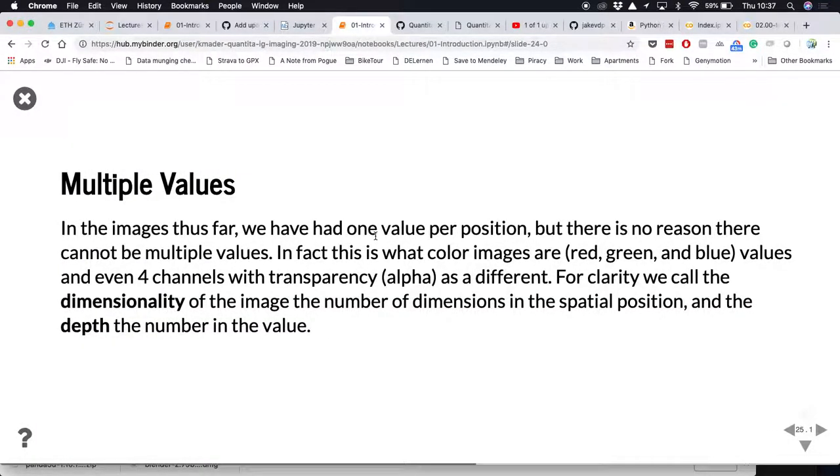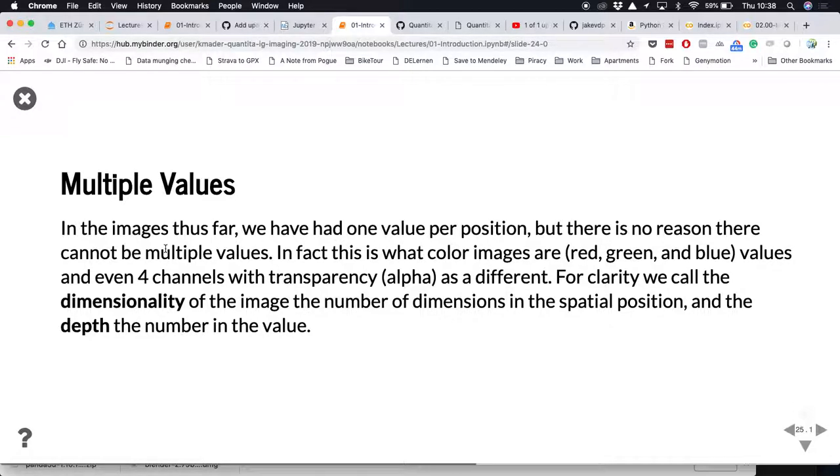Then we get to the last thing, which is where you have multiple values. We have the position dimension and the values dimension. And so, if you have more position, you go to 3D, 4D, 5D imaging. And as you have multiple values, you just get a greater depth of what you're looking at.